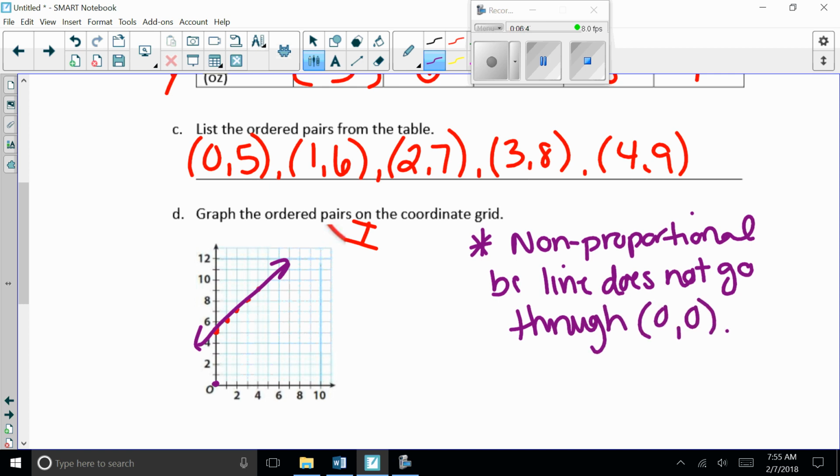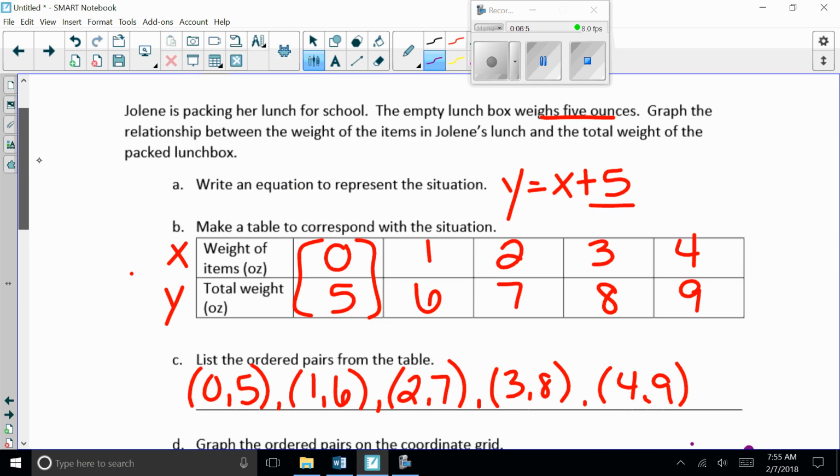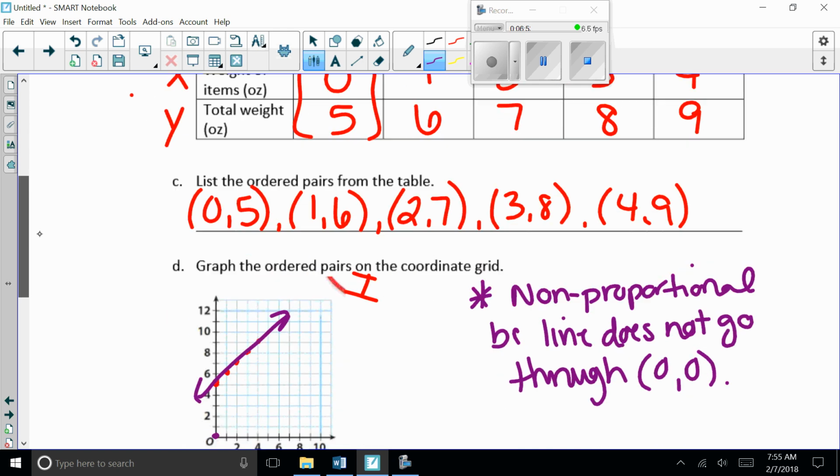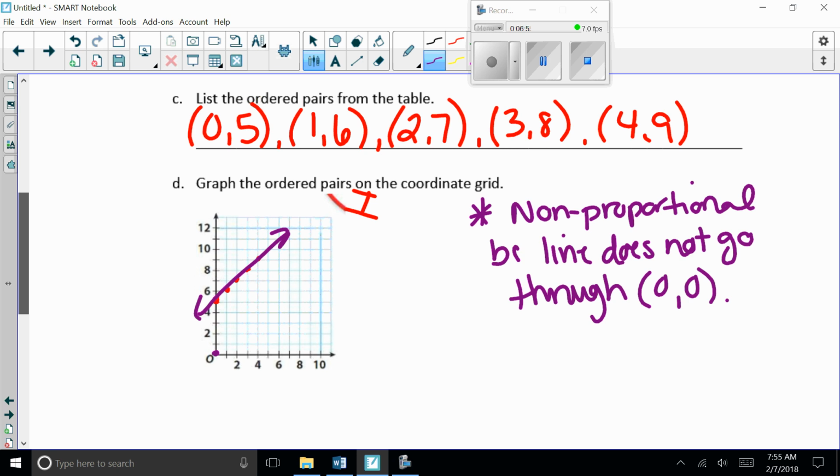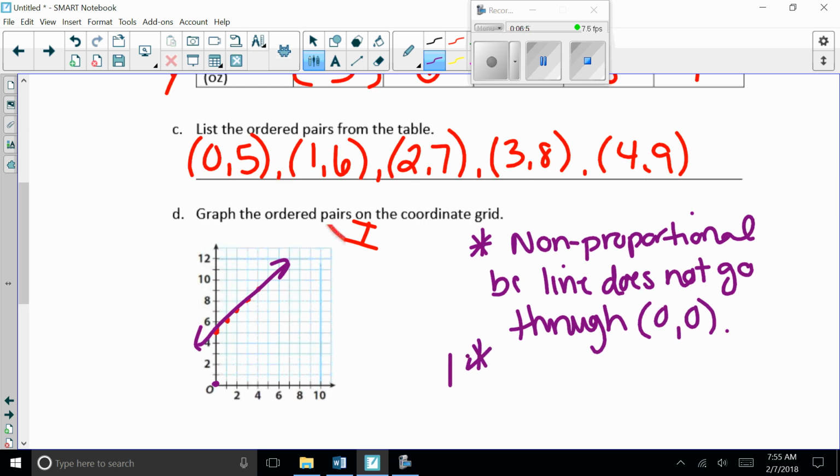If we go back over here and look at our equation at the top, we know it was y equals x plus 5. Because we were adding in our equation, this is an additive relationship.